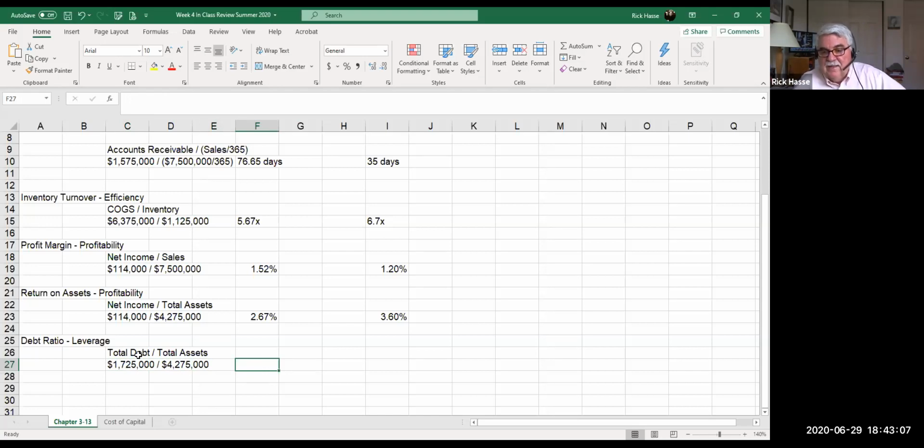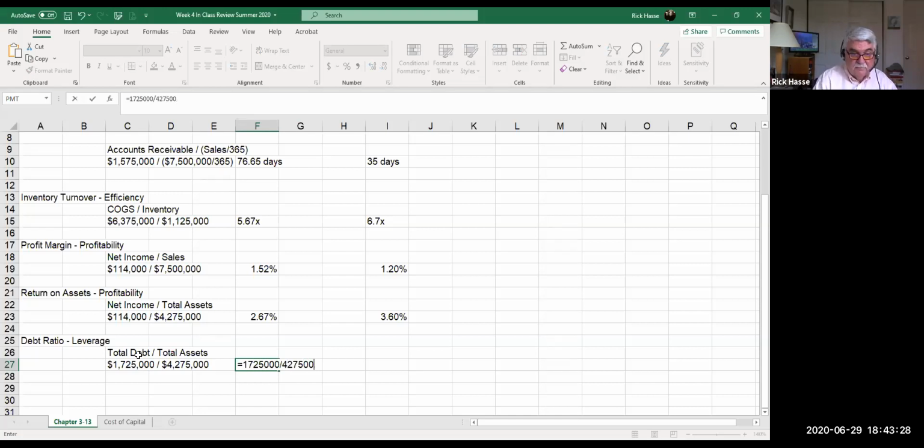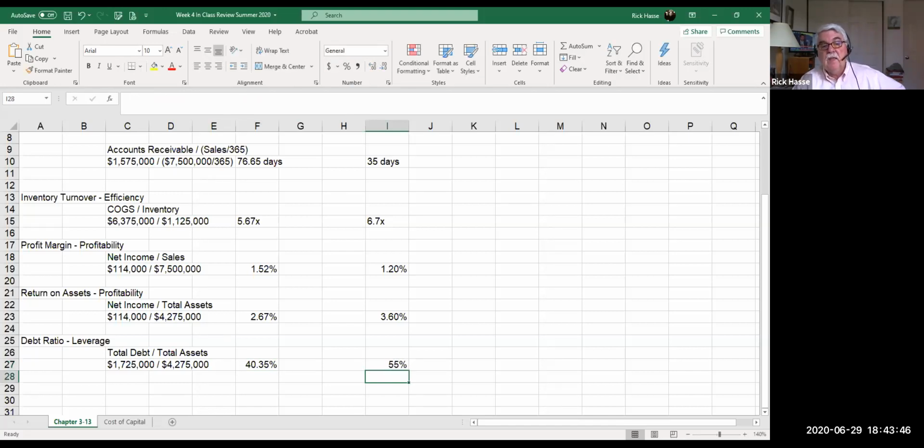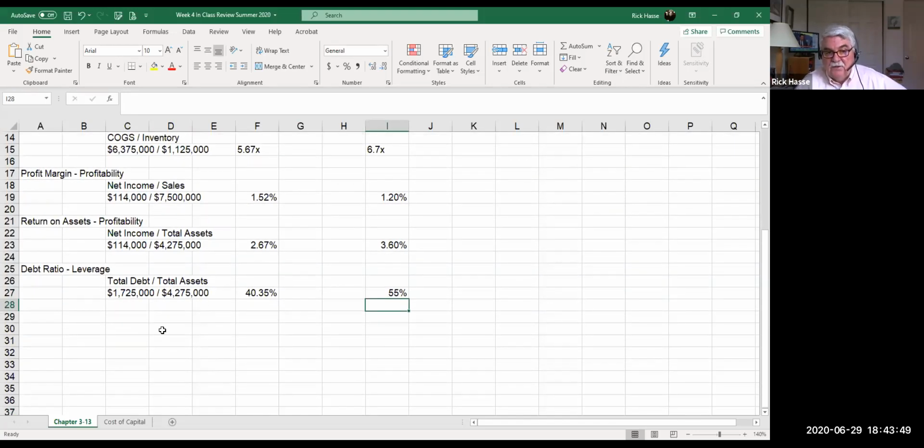All right, I get the relationship of debt to assets. That's important. Remember the accounting equation. Assets equals liabilities plus equity. The capital structure of a company is the combination of debt and equity to fund the asset base. So if I put that together in an equation, equals $1,725,000 divided by $4,275,000. I get roughly, and make that a percentage, go to two decimals, 40.35%. The industry average for this industry is 55%. So that's my debt ratio.